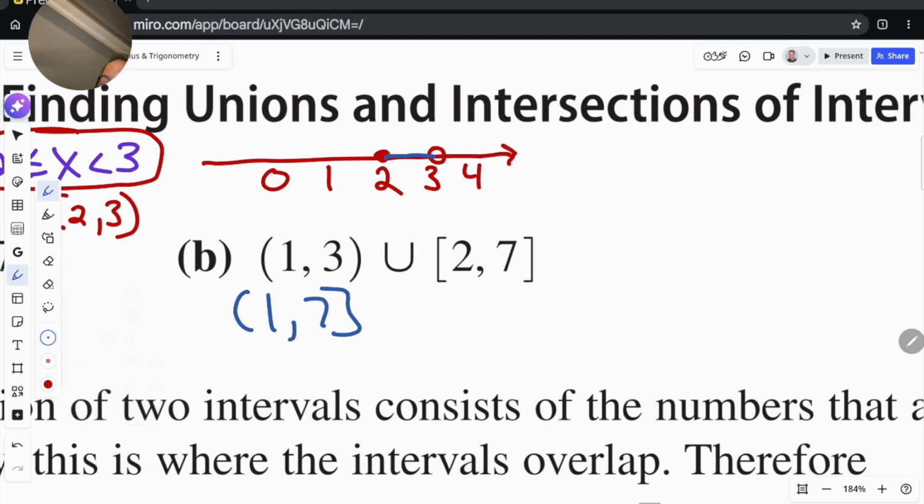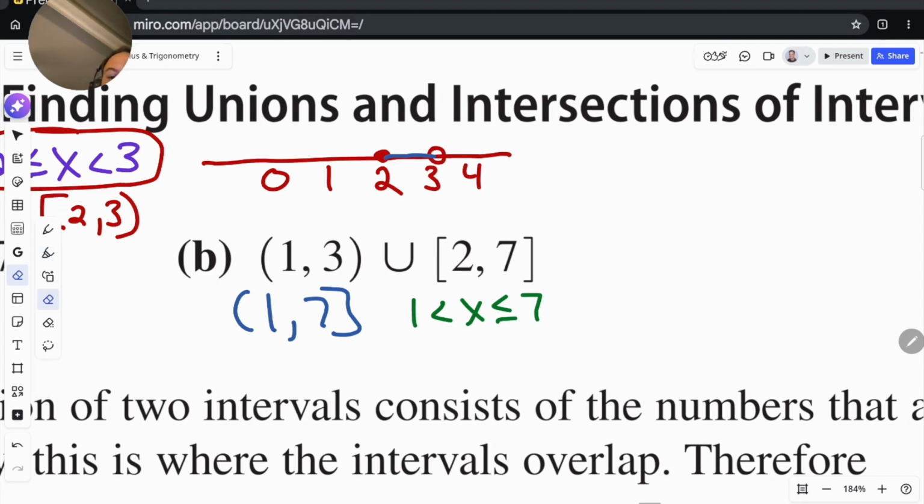Now, in inequality form, we understand this to mean that x is greater than 1, but less than or equal to 7. So, when taking the union of overlapping intervals, the result is a single interval that spans from the smaller left endpoint to the larger right endpoint. Students will sometimes try to list both intervals separately when they overlap. But the union of overlapping intervals is one continuous interval. Now, how does that look on our number line?